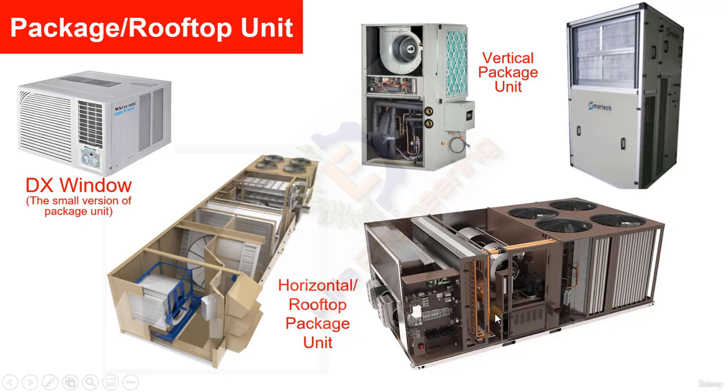This part is the air handling unit, and this is the evaporator, and this part is the condensing unit, which has the condenser, which is air cooled by these fans, and it has the compressor inside. This package unit can be horizontal or it can be vertical. It doesn't matter. The same idea.